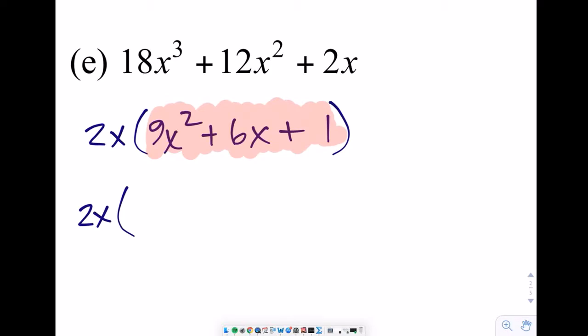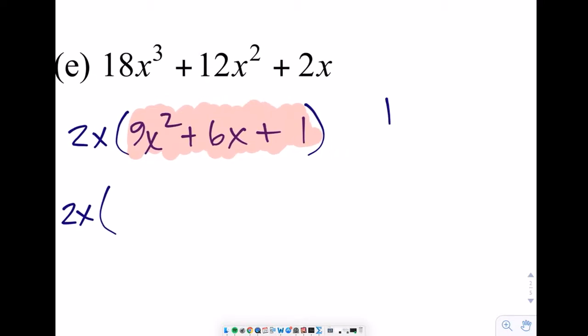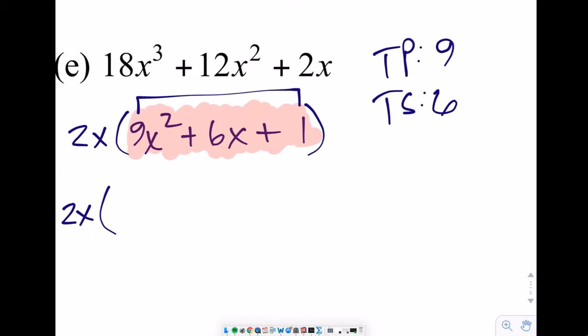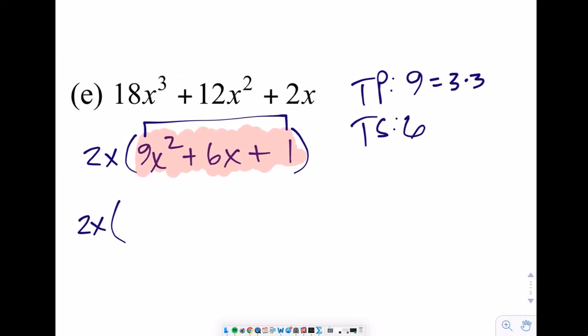You're basically splitting the middle term. You're doing your target sum, target product. Your target product, and you said this, is always going to be the product of your leading coefficient and your constant. So 9 times 1 is 9, right? And then you said it again, except you organized it in a box. What are some factors of 9 that add up to your target sum, which is still 6? 3 and 3, okay? So this is the same as 3 times 3, which this is 3 plus 3.